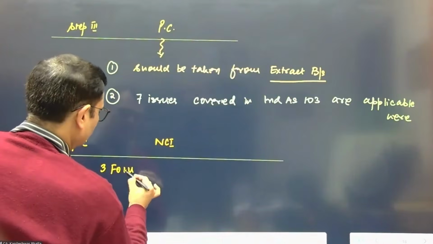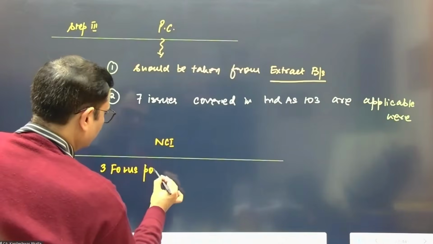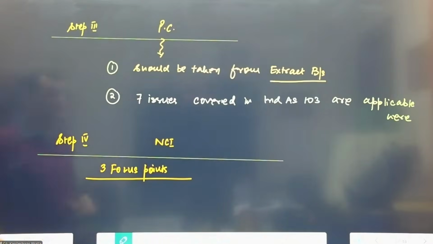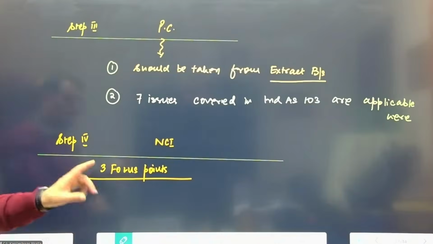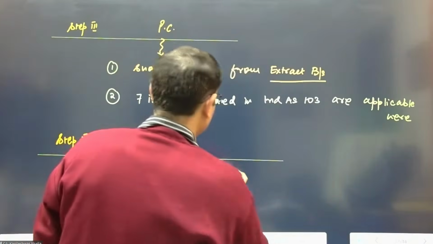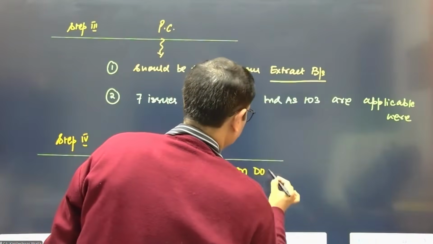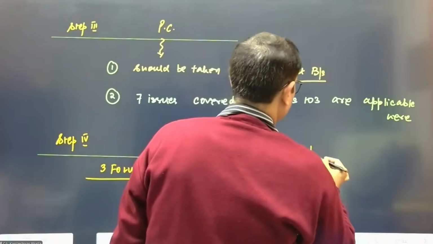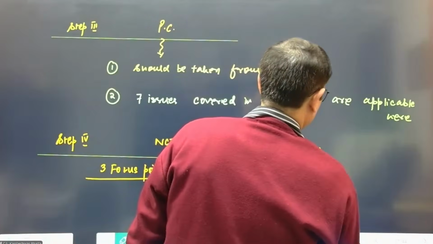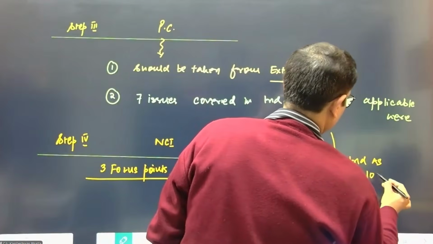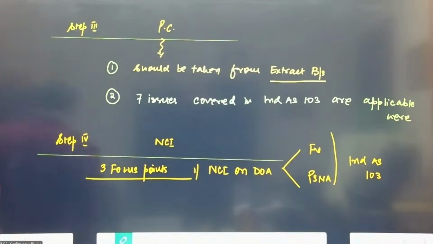So let's put it as 3 focus points. So we have got a total of 3 focus points. So it's going to be easy to remember that, there are 3 focus points in step 2A. There are 3 focus points in terms of step number 4. So the first one is that we need the NCI on date of acquisition. And this will be either at a fair value or at a PASNA, which we decided as per Ind AS 103. So that instructions, of course, will be very clear in the question. So I don't think we need to really bother upon this part.